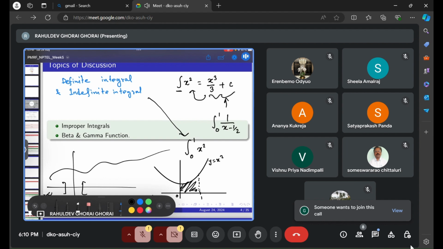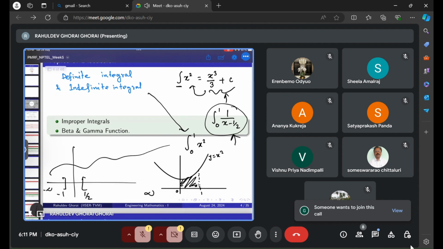Can you just evaluate this integration? Because at x equal to half, this will be discontinuous. It is going to infinity. You don't have any value for this function. So inside 0 to 1 you have a discontinuity, an undefined value. These three types of integrals are mainly what we will see as improper integrals.